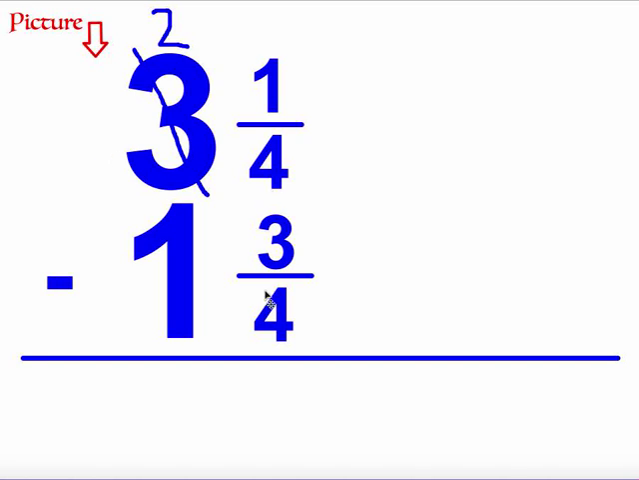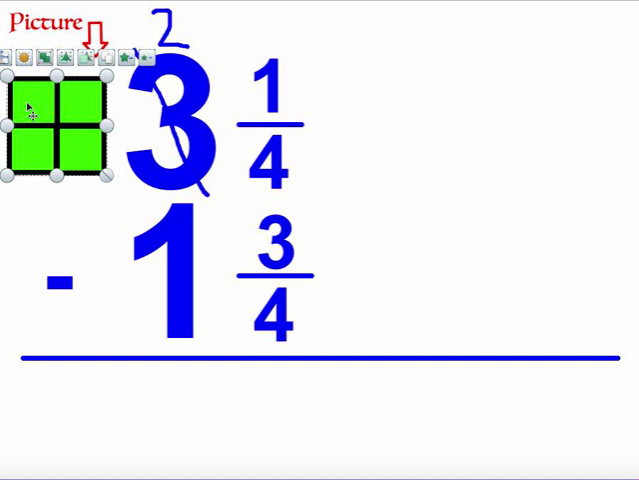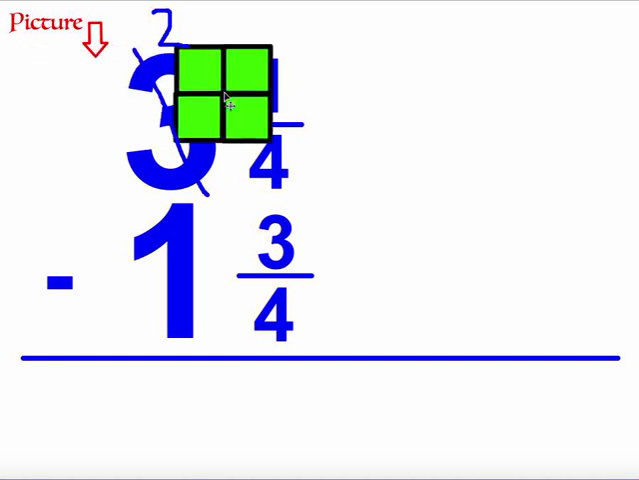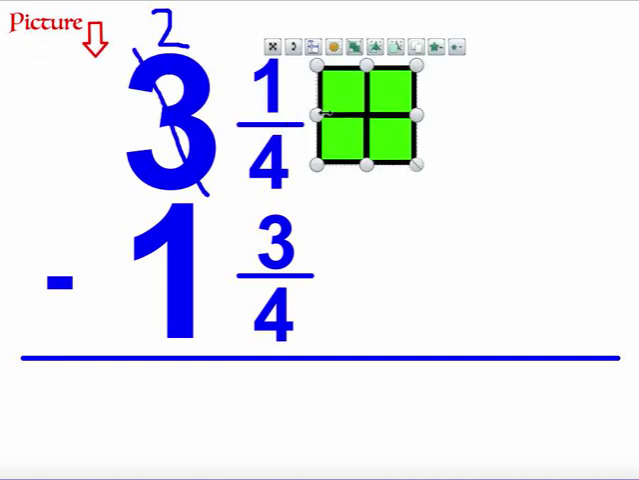Okay? Now notice we're talking about fourths here. So if I take away 1 whole, that would be 4/4, just like this picture is showing us. Okay? So 2 4/4 is the same as 3 wholes, if you see where that came from. Now I'm going to take this 4/4, I'm going to collect all of them, and I'm going to bring it over here into the fraction column.